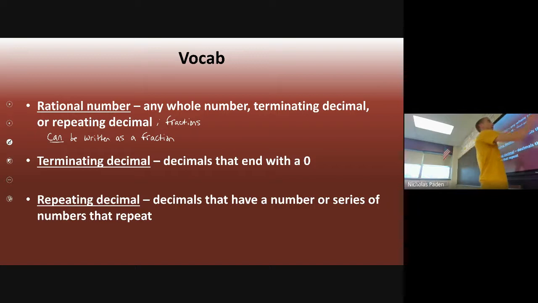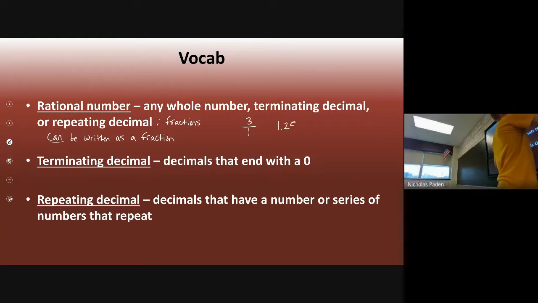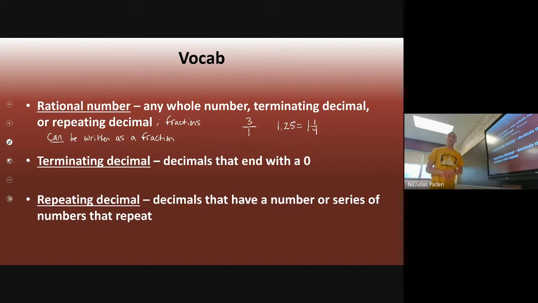So something like 3 is really 3 over 1. We can write that as a fraction, and so that would be a rational number. And then like we've talked about already, with turning decimals into fractions, something like 1.25, well, that is 1 1/4. We can write that number as a fraction. So 1.25 is a rational number.